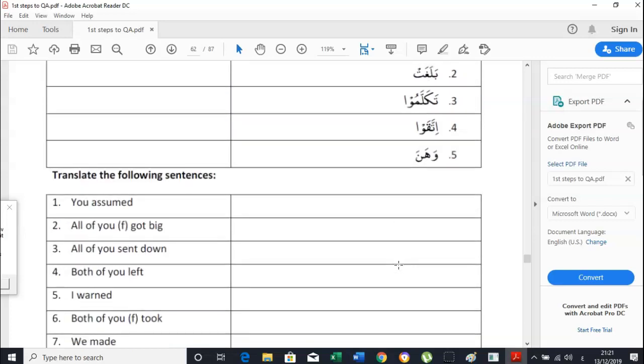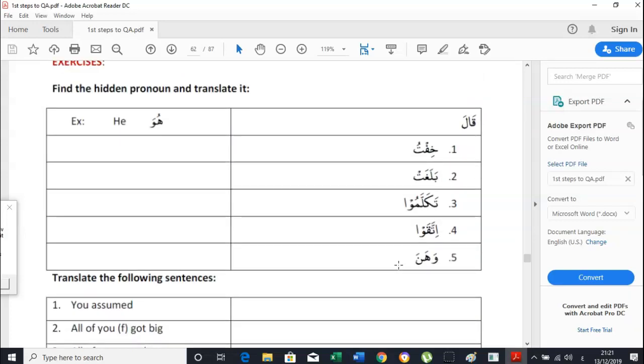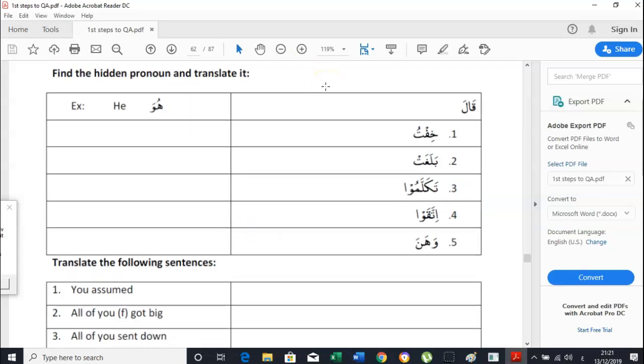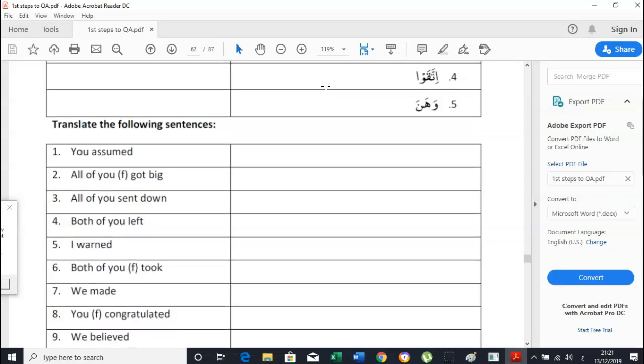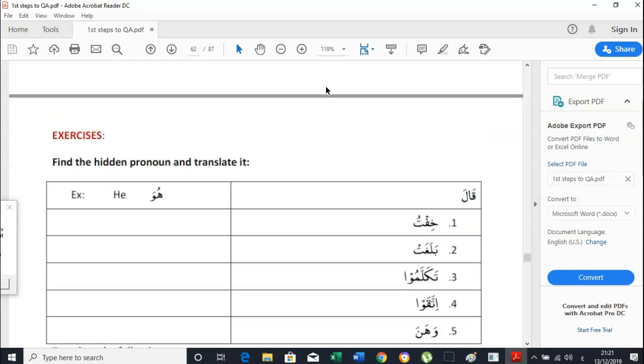Okay, the rest should be fine as well. Find the hidden pronoun, translate it. قال خفت بلغت should be straightforward. Basically, I just got as many pages as I could find of these kinds of things and put them together. Inside of it, the hidden pronoun is inside.